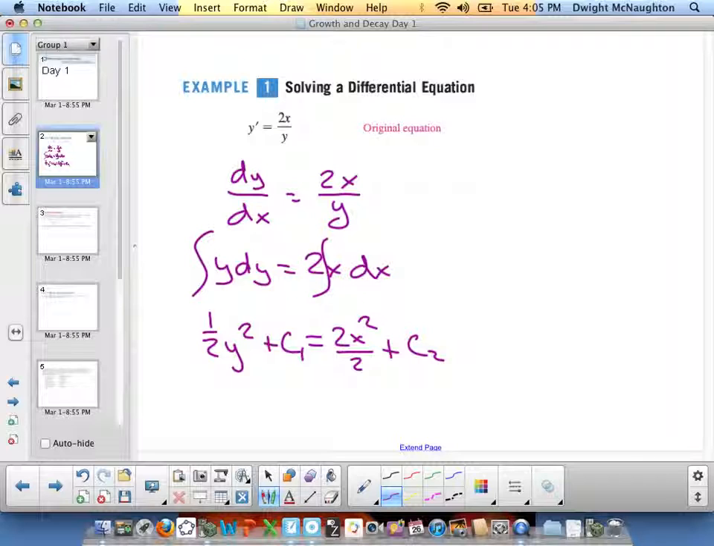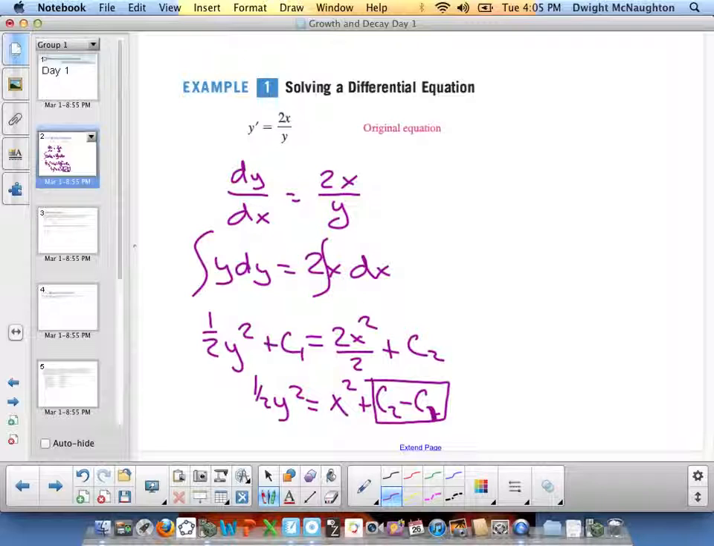All right, let's solve for y. I'm going to move c1 over. So I've got 1/2 y squared. We all know that 2 over 2 is 1, so this would be x squared plus c2 minus c1, sorry. Here we have a bunch of constants we don't know. Why have a whole bunch of constants we don't know when we can simplify them into just one constant we don't know? So we get 1/2 y squared equals x squared plus a constant we don't know.